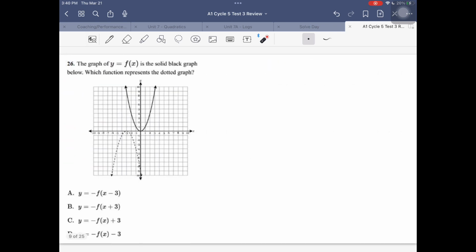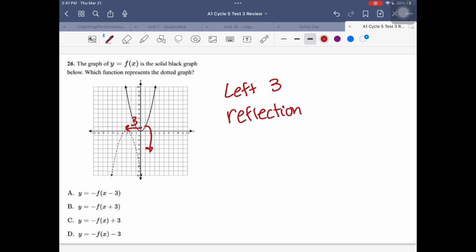With this one, we are going from the solid black line to this line. Let's just put in words what's happening. It looks like I'm going to the left 3, so I'm going to put left 3. And it looks like it reflects downward like this, so it has a reflection, or ROXA, which stands for reflection over x-axis. So I need to look for a problem that has a left 3 and a reflection.